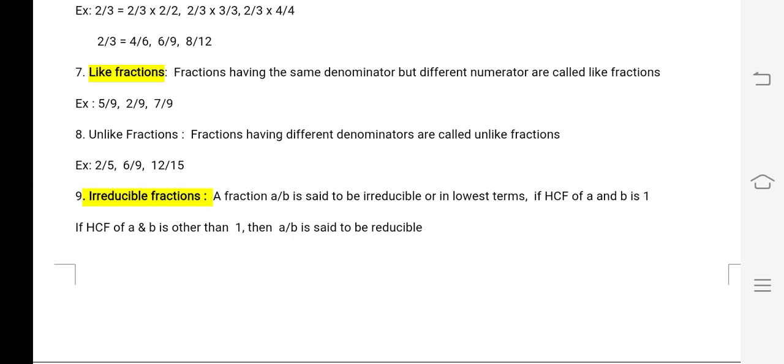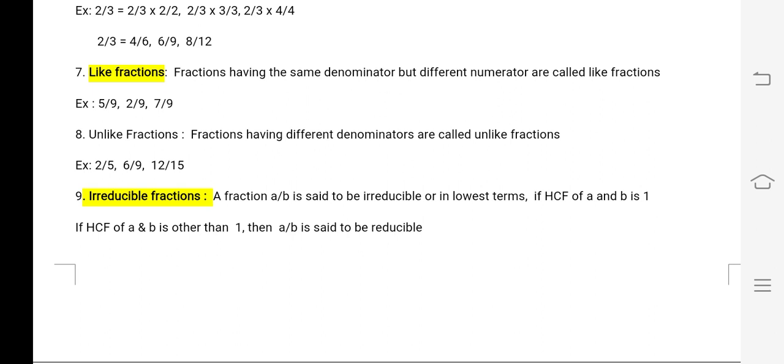The last one we have is irreducible fractions. A fraction a by b is said to be irreducible, or in lowest terms, if the HCF of a and b is 1. That means if you have a given fraction that we cannot make into lower terms, then it is called an irreducible fraction. If the HCF of a and b is other than 1, then a by b is said to be reducible. Hope it is clear to you.